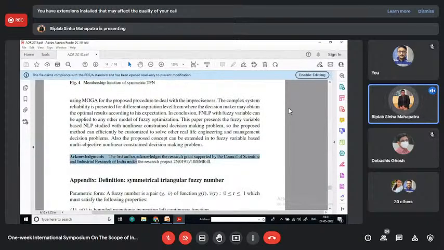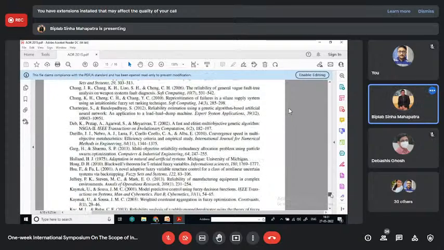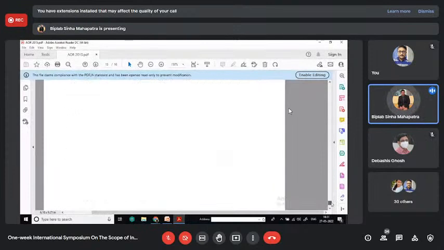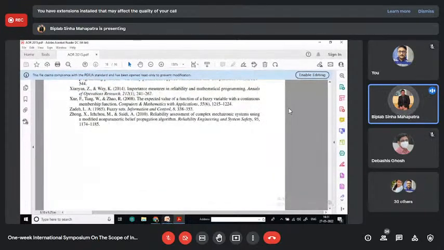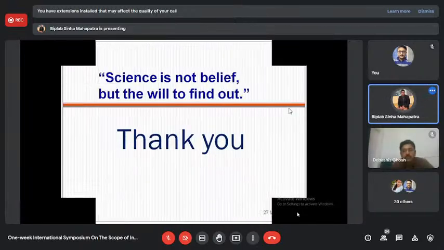If your research is supported by any agencies, government or semi-government or any private agencies, then you have to mention that. This is supported by the Council of Scientific and Industrial Research of India, CSIR India, and this is the project number under which this work is done, and these are our references. So this way you can publish a result. I hope that this will help you to do your research. Thank you everyone and have a nice day.